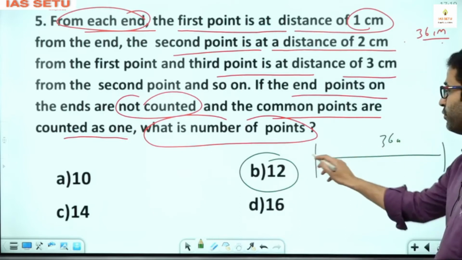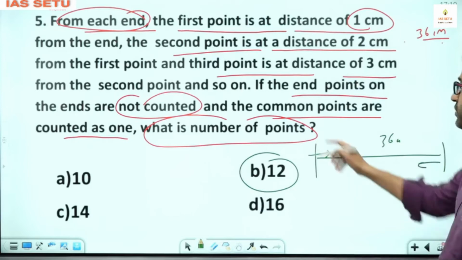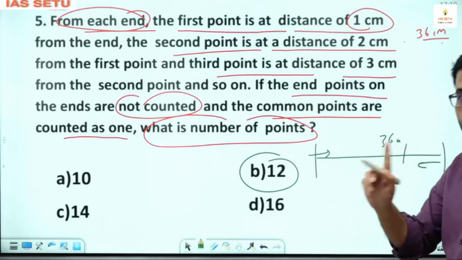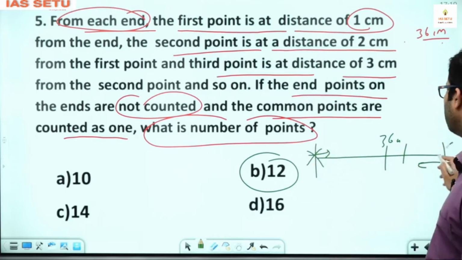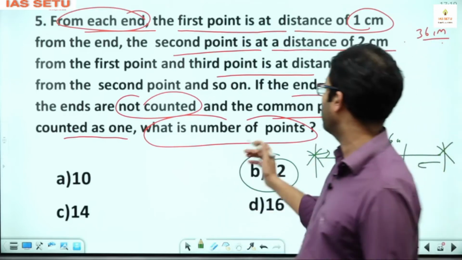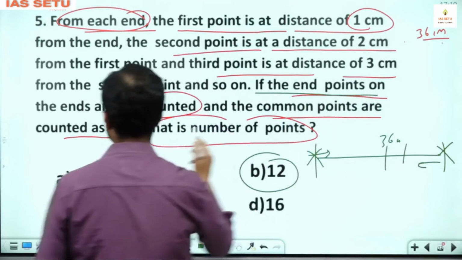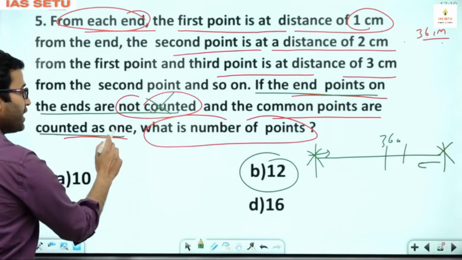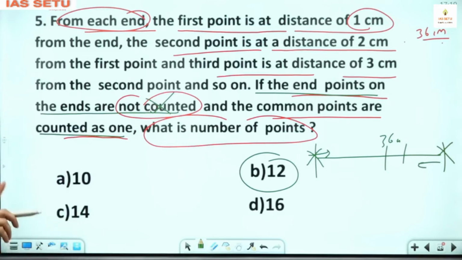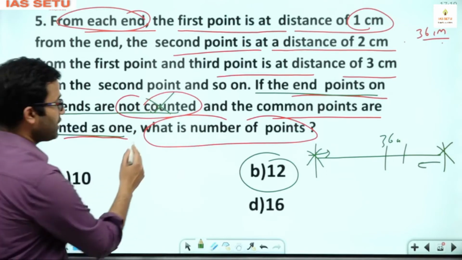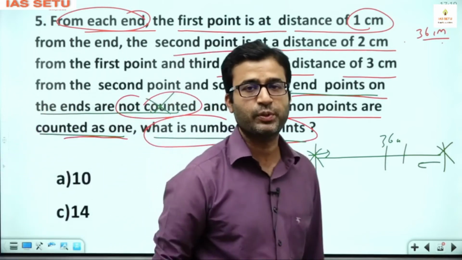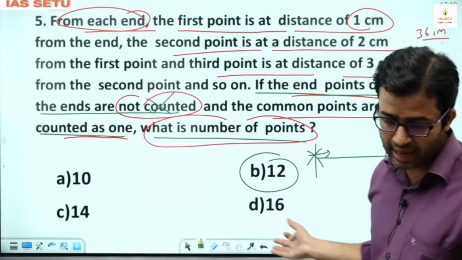So you make points from this first end. You make points from the second end with the condition. And wherever we have a common point, you have to count once. And the end points, Adani and Reliance, you cannot count, because it is mentioned that the end points are not counted, and the common points are counted as once. What is the number of points? Number of points are 12. Okay, I have explained this question with the help of a diagram and I have given you the solution.